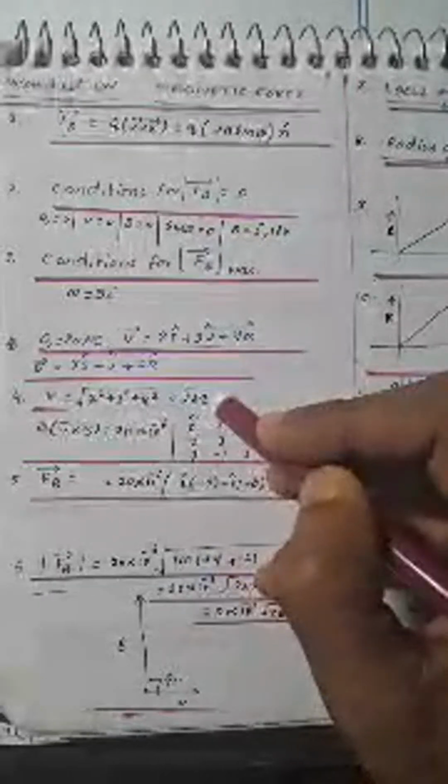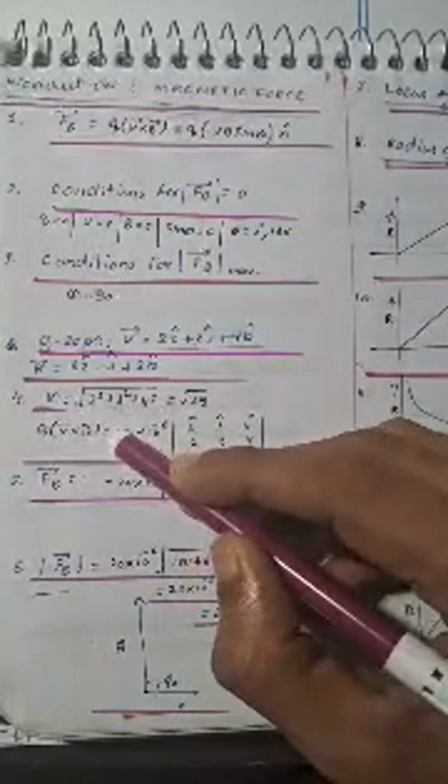Next we have a question where the charge is given to be 20 microcoulomb. Velocity here is 2 i cap plus 3 j cap plus 4 k cap, and magnetic field is 3 i cap minus j cap plus 2 k cap. Here we need to find the speed. Speed will be root of 2 square plus 3 square plus 4 square, as it is equal to the magnitude of velocity. That will lead to root 29, so it will be approximately 5.2 meter per second.